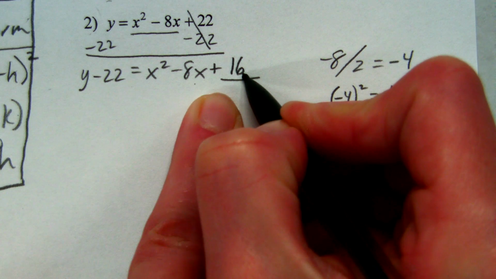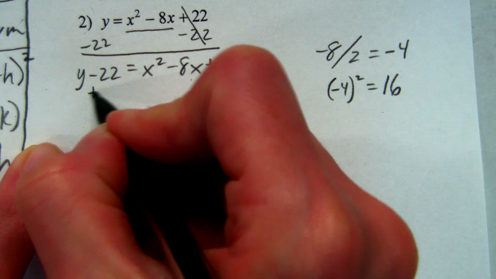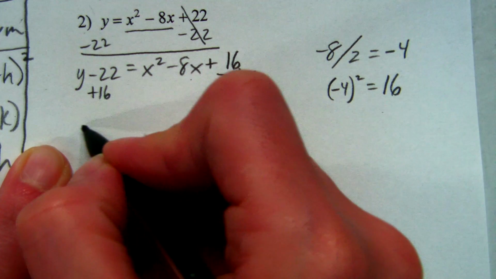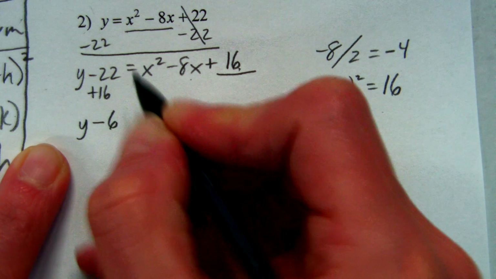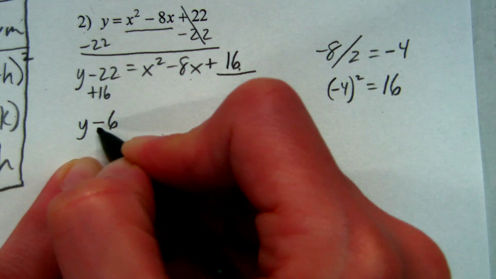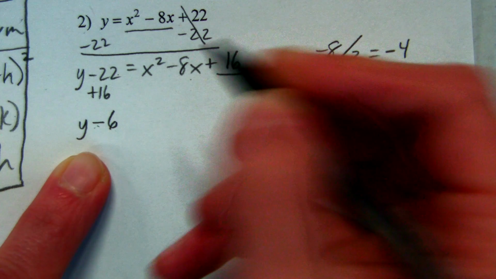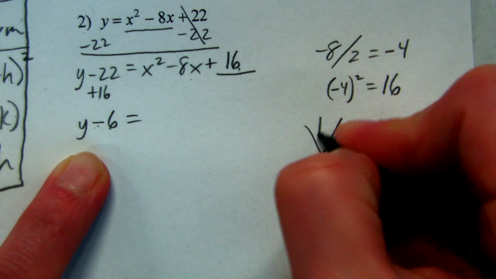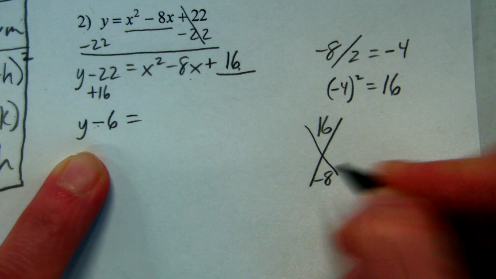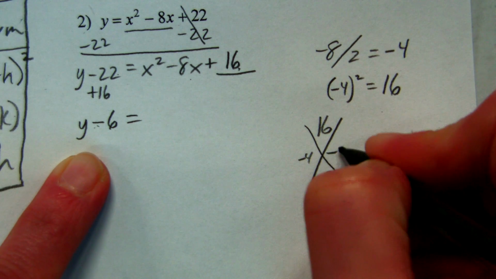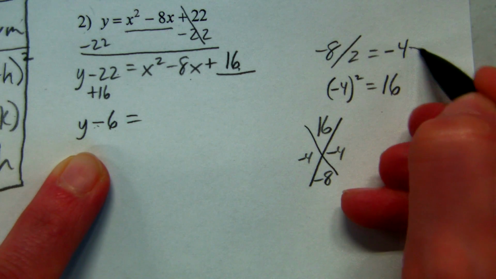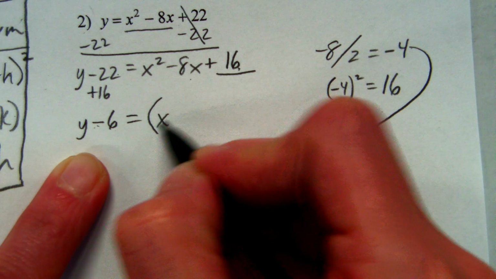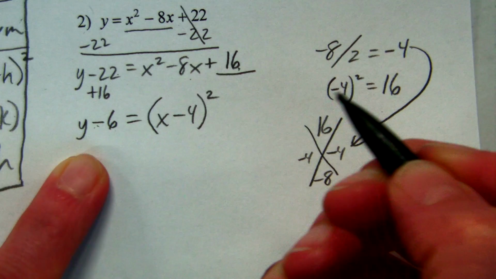If I add 16 to this side, I also have to add 16 to this side just to keep the equation balanced. And so that gives me y minus 6, because negative 22 plus 16 is minus 6. So we'll just put minus 6 there. And then this we factor, and it multiplies to make 16, adds to make negative 8, which would be negative 4 and negative 4. Remember, we have that trick where that number always comes from this first step, so that can help you factor it: x minus 4 squared.